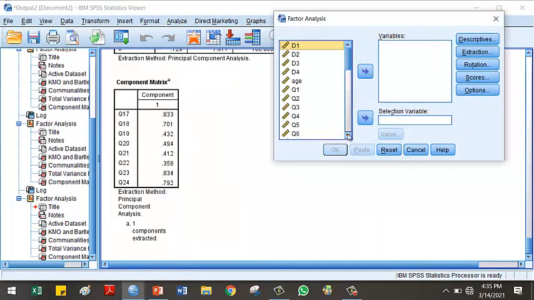And the final variable is from question 25 to 32.